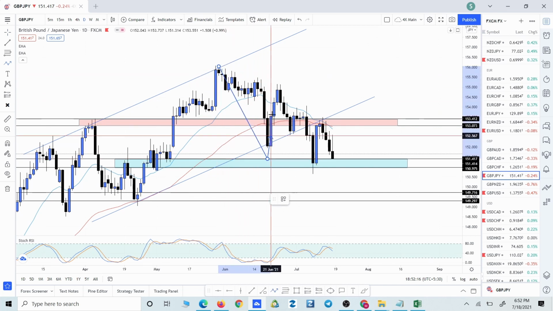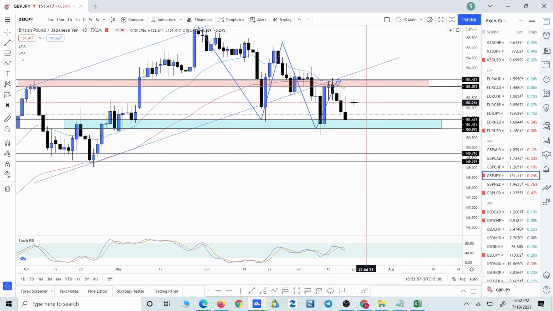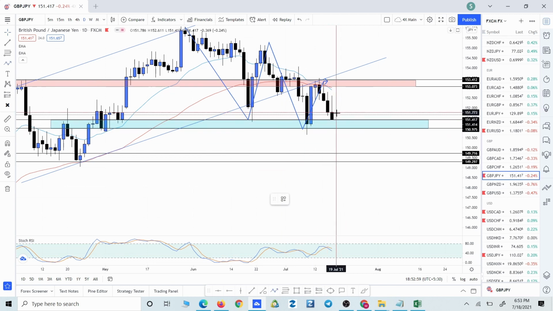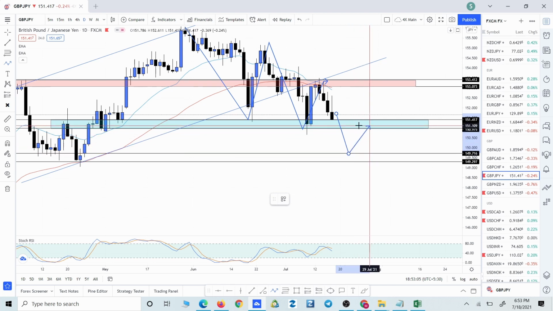Starting from here, we have the low, lower high, lower low. After making the lower low, we predicted the price to retrace back to this resistance zone and get rejected, and price followed our analysis. For now, friends, I'm expecting the price to break below this previous low, make a new low, and then we will be waiting for the price to retrace back to this zone.